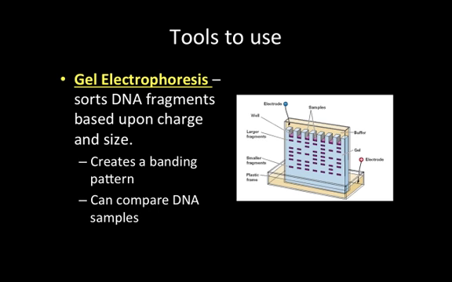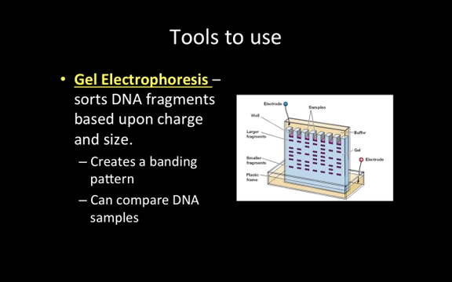Some other tools that we can use, another one is known as gel electrophoresis, and this sorts DNA fragments based upon the charge and the size. What this does is this creates a banding pattern on the gel, and we can compare different samples of DNA. So we take some DNA and make lots of copies of it and insert a restriction enzyme that cuts it into smaller pieces.